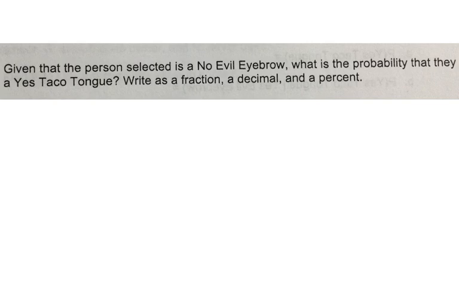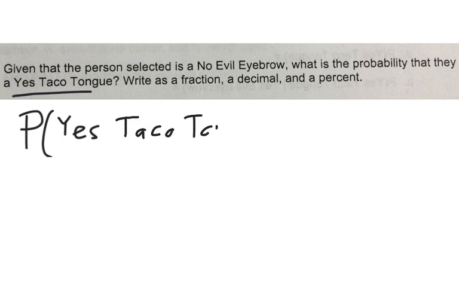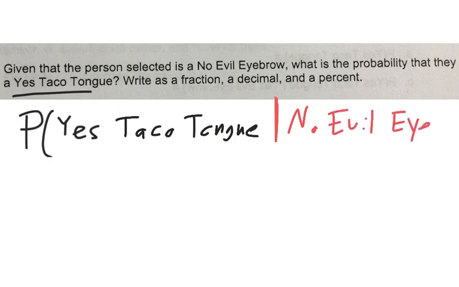All right, so when we write our formal definition, hopefully we all get that right. The probability, what are we wanting to find? The people who were... no to evil eyebrow. That's incorrect. Well, yes to taco. We're wanting to find people who were yes to taco tongue, given they answered no to evil eyebrow. Right? The given statement is the subset. And so that's the one that goes at the end.